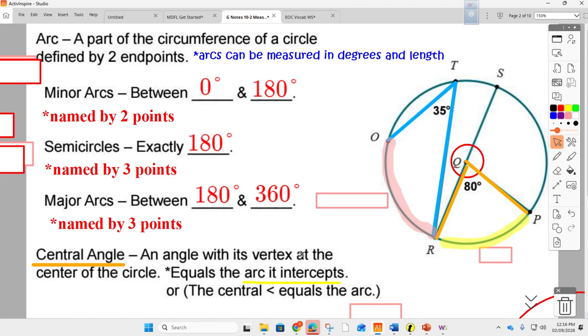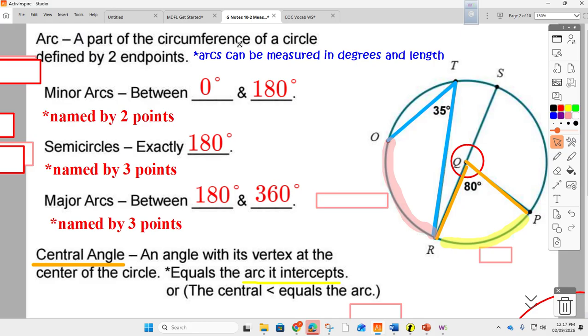Okay, so now let's look at this central angle. It's an angle with its vertex at the center of the circle. So when you see central, you should be thinking center, right? This angle, RQP, is a central angle. Its vertex is at the center. Has to be at the center, right? So this central angle is 80 degrees.